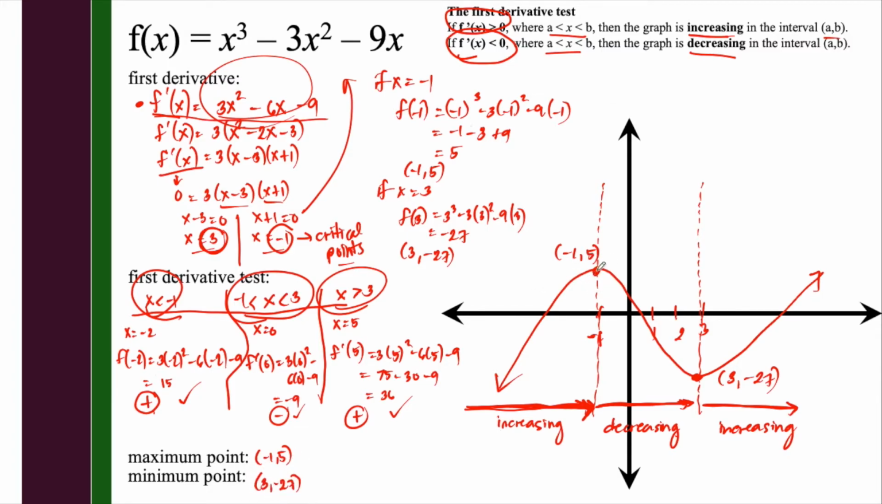And since this point is not the absolute maximum, since there are still points higher than that, then this point is a relative maximum. And 3, negative 27 is not absolute since there are still points that are lower than that. So this point is also a relative minimum.